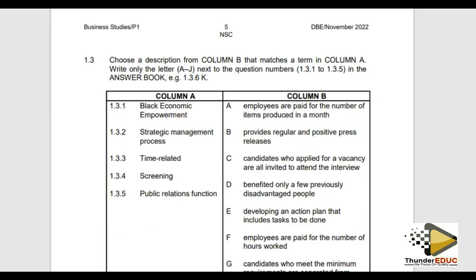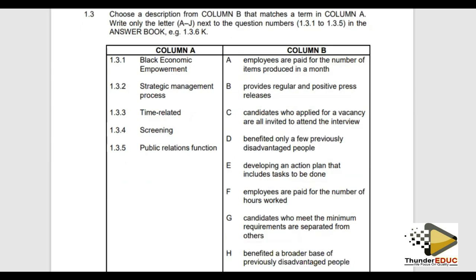1.3.6K. So now this type of question, if you are not careful, it can somehow be very tricky. So we shouldn't be excited when it comes to the selection, saying, already I know this concept in column A, it does match with this description in column B. No, make sure that you go through whatever description is given and also go through the concept given.